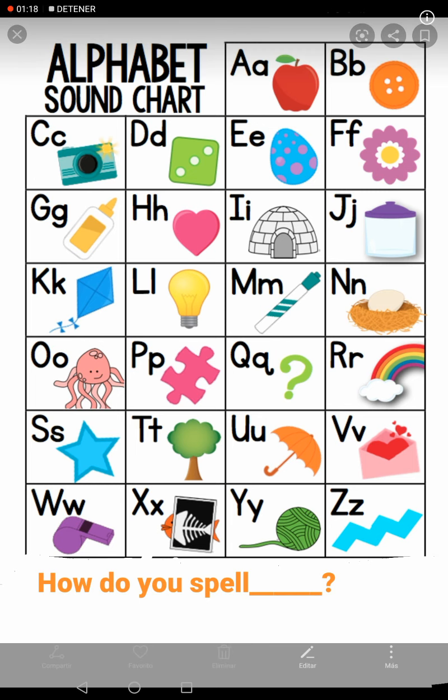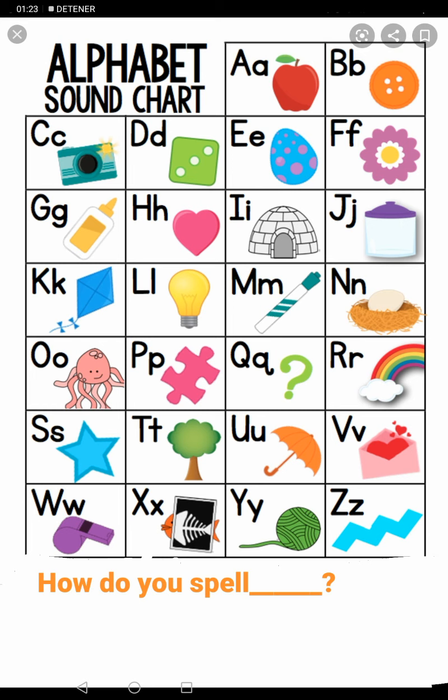Remember that there is one difference between English and Spanish. In Spanish, we also have the ñ sound, but in English there is not a letter that represents this sound. So these are all the letters.